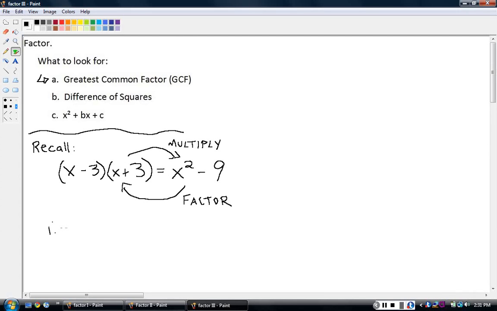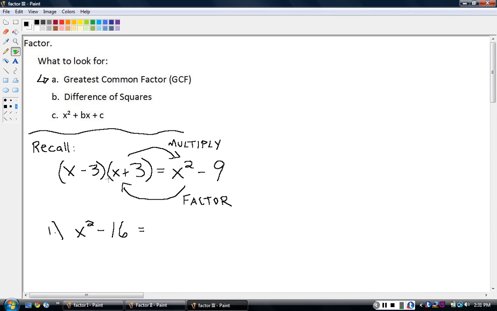Example 1. Say I ask you to factor x squared minus 16. And I don't want to forget about the greatest common factor now. First thing I do is look for a common factor. In this case, there is none. There's no x in both terms. There's no number that I can divide evenly into both of those. The coefficient here is just 1.